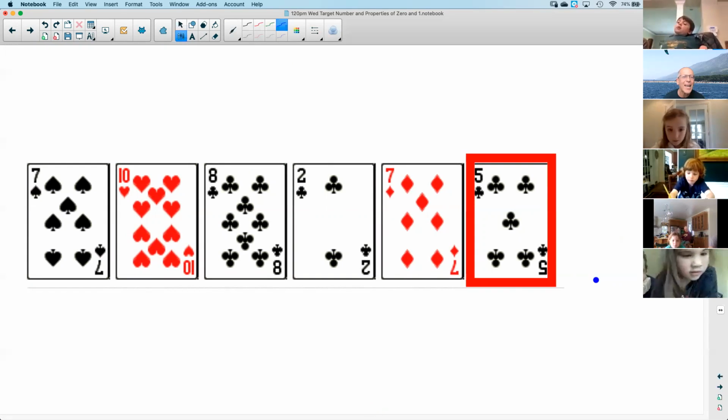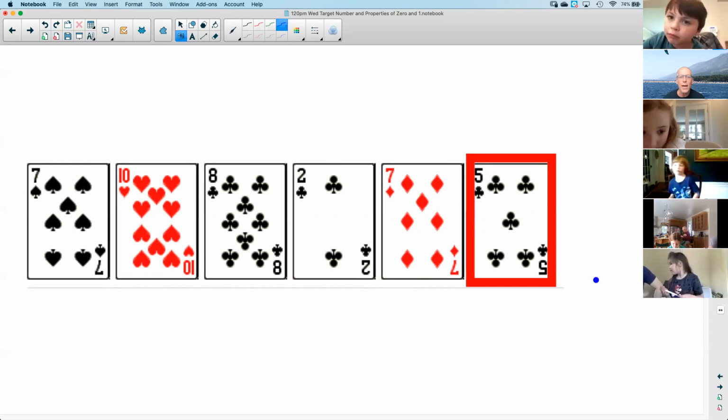Like for instance, I can see Julian writing at a feverish pace right now because he's thinking. Anybody who's not writing can't be doing this because even adults need to write it down. It's so much better when we write it down. So even adult mathematicians write it down. So if adult mathematicians write it down, then you kids should write it down.